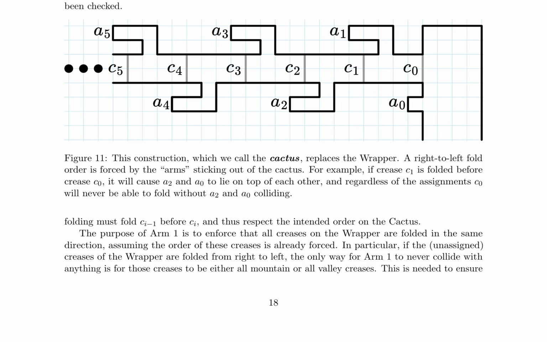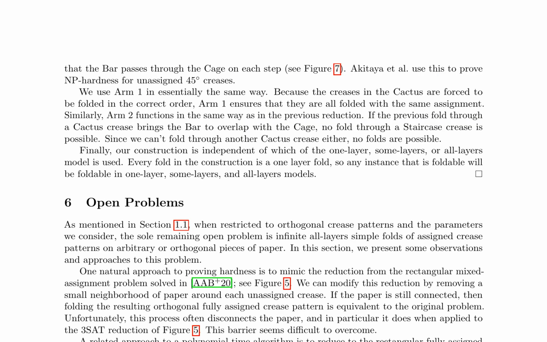In conclusion, this research paper highlights the innovative cactus construction and its role in enforcing a specific fold order and uniform crease direction in origami models. It also demonstrates how this new design element can be applied to achieve precise control over geometry in complex structures. The proof of NP hardness for unassigned 45-degree creases utilizes the bar and cage structures, emphasizing the crucial role of arms 1 and 2 in ensuring correct fold assignments. This leads to a situation where no further folds are possible.